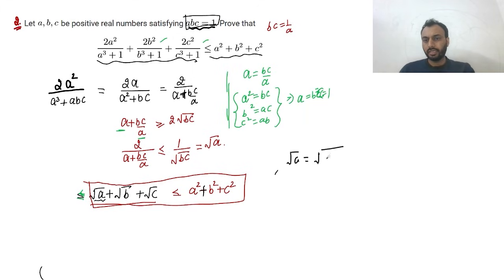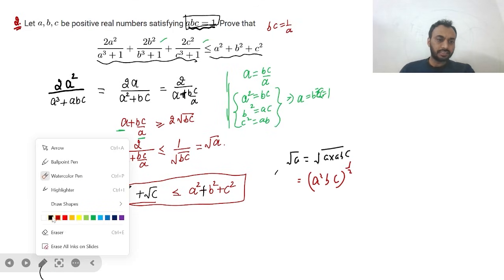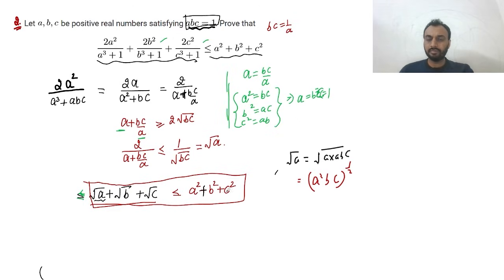Okay, so we can write root of a as root of a into abc, right? Because abc is 1, so we can multiply with abc, so we get a square bc power 1 by 2. So it looks like a GM of a square, b and c, but we need b square and c square, and the power is also 1 by 2, we need at least 1 by 3. So I can take a power 2 inside this bracket, so it will be a power 4 b square c square, power 1 by 4.